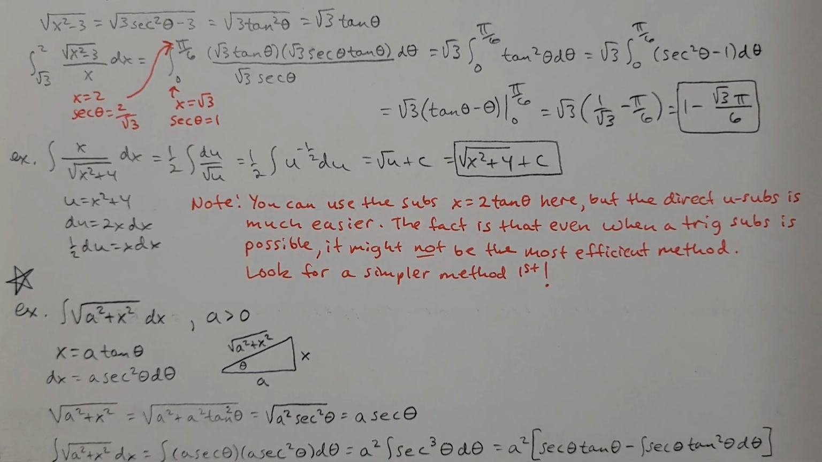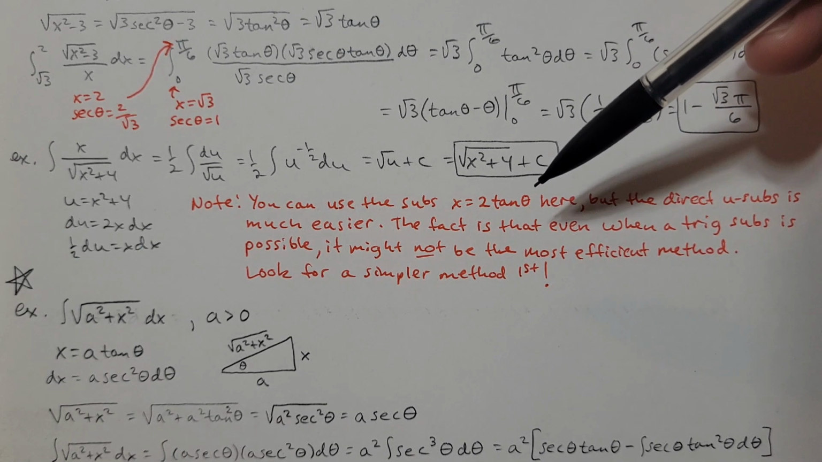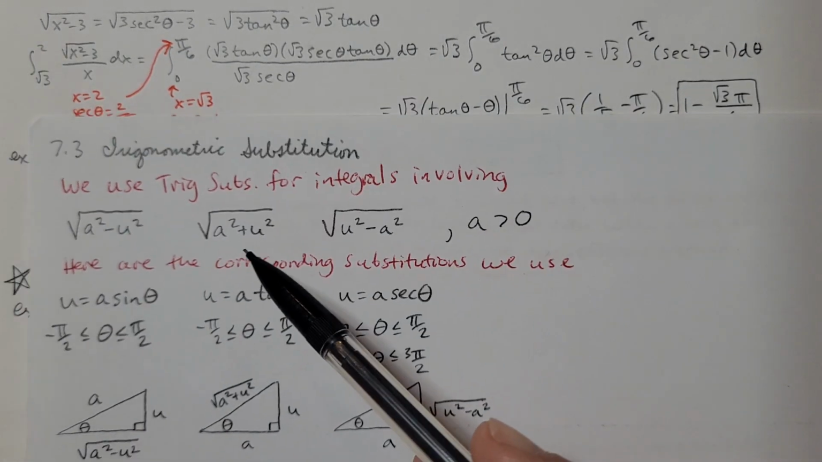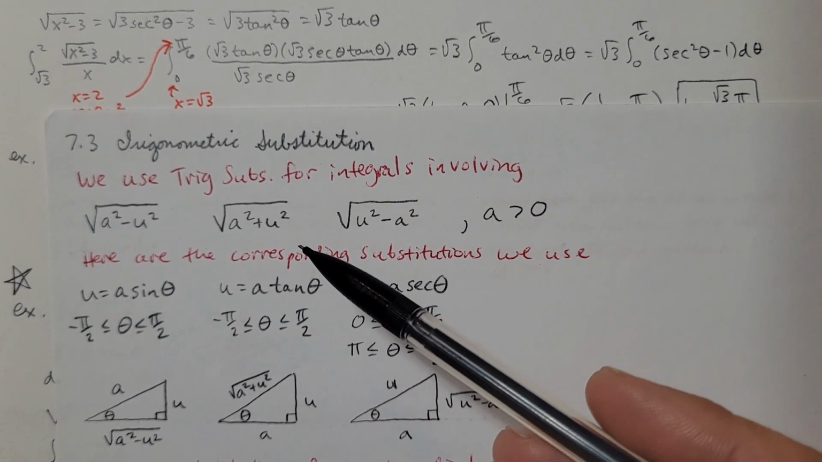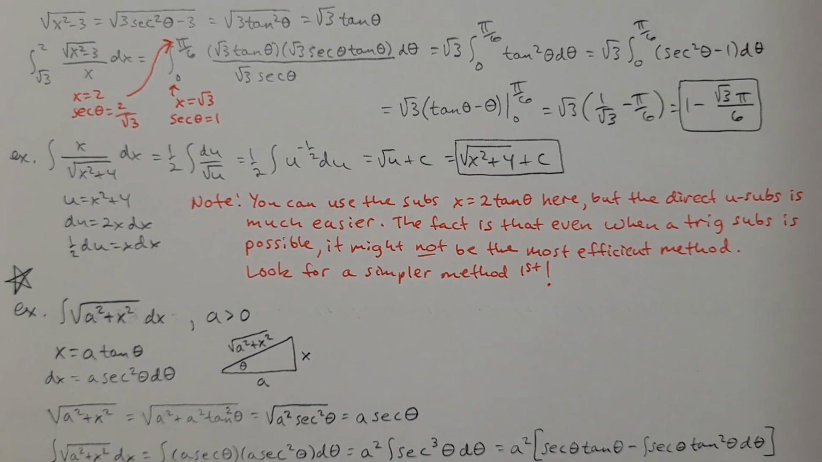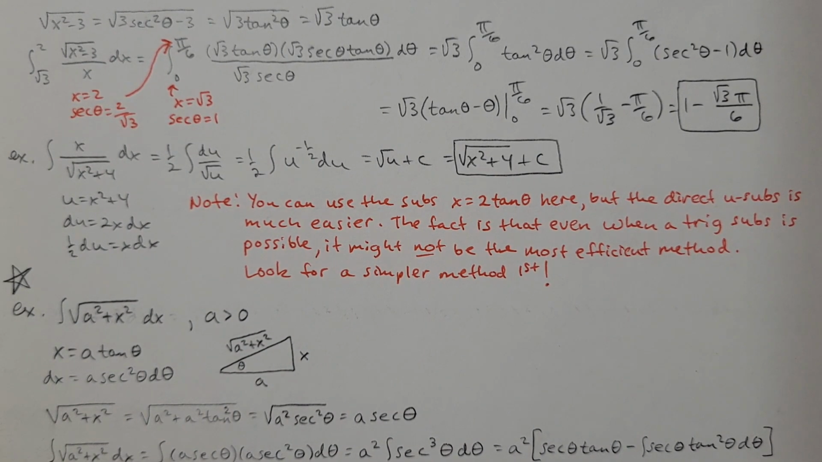Now there's a note here, which is really important. It says you can use the substitution x equals 2 times tangent theta, right? Because we've got the square root of x squared plus 4. We could, if we wanted to, make a trig substitution. That would be fine, but we're creating more work for ourselves.